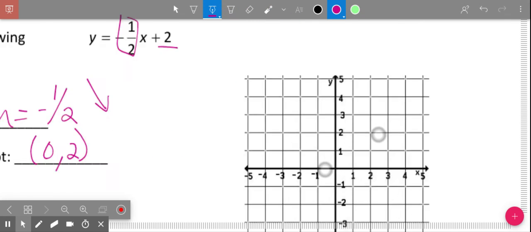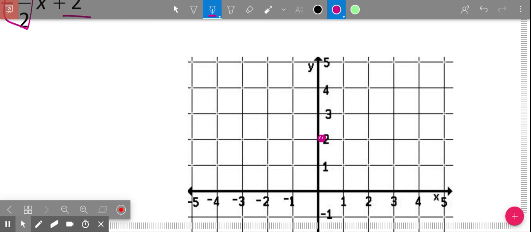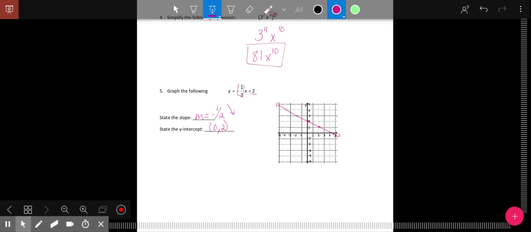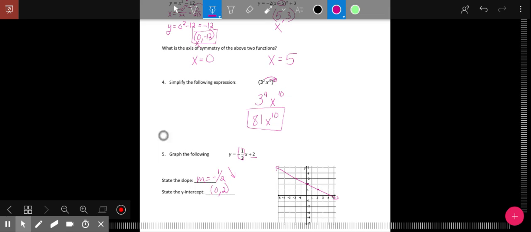So we're going to start at 0, 2. My slope is -1/2, so I'm going to go down 1 and over 2. Down 1 and over 2. And then connect those in a nice straight line with arrows. Not very straight, but that's okay. All right, so if you have any questions about any of these, just let me know. If not, move on to your homework.